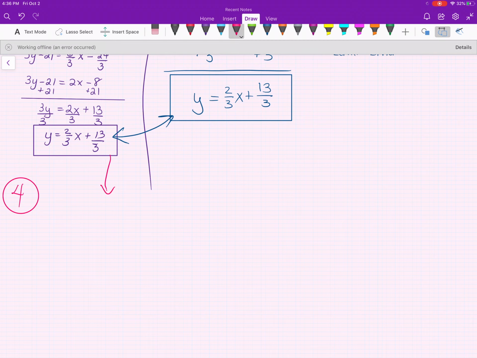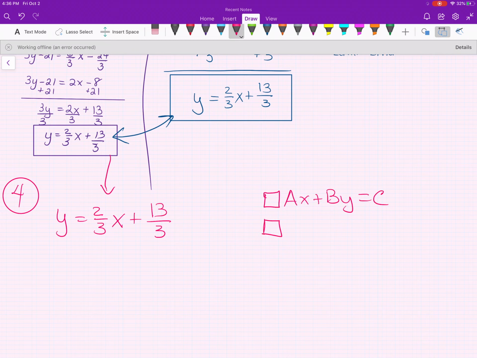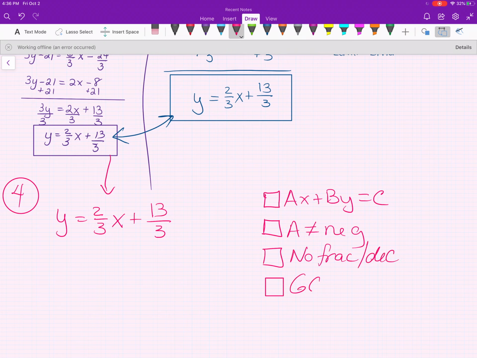So let's just take the equation, y equals 2/3 x plus 13/3. Don't forget our checklist. ax plus by equals c. A can't be a negative. No fractions or decimals. And GCF has to be 1. Okay? First of all, I see fractions, so I'm going to deal with them. I'm going to multiply everything by 3.